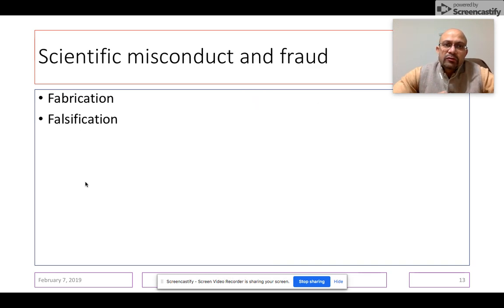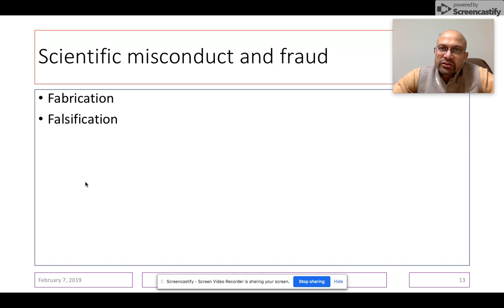In this video, I would also want to talk to you about scientific misconduct and fraud. Now, there are two kinds of frauds which are recognized, which are fabrication and data falsification. So fabrication is when you do not have data and you cook up the data and punch imaginary numbers into your data set. This is a totally unacceptable practice.